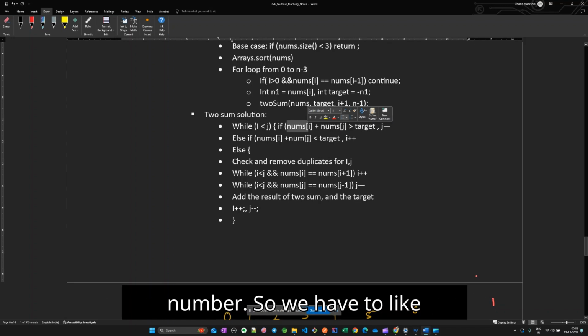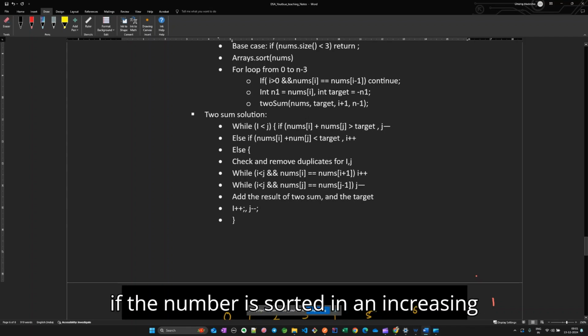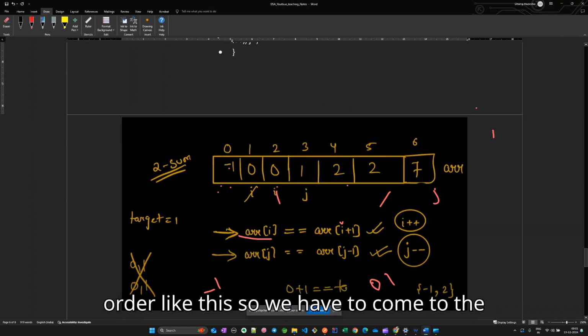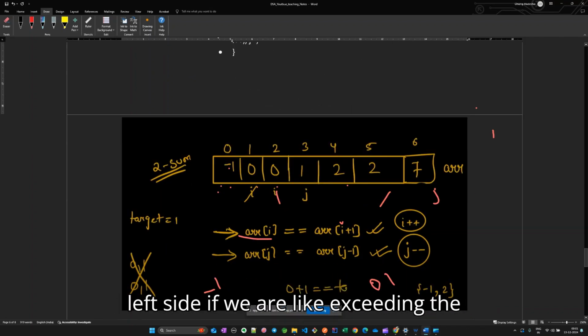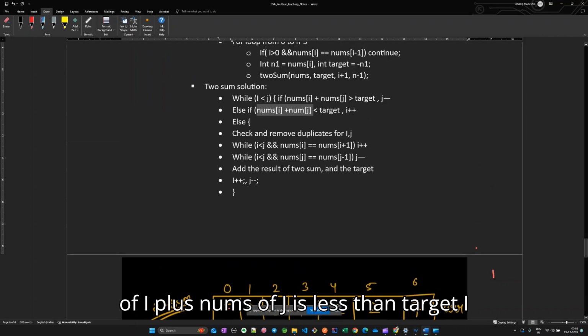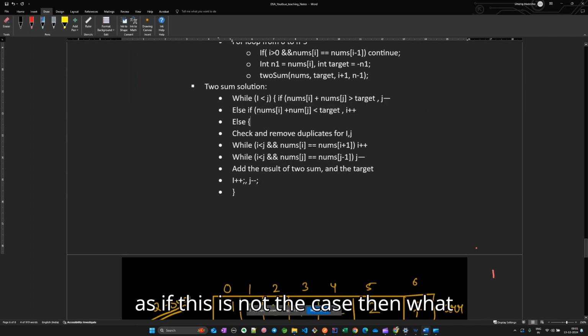So we have to come to the left side, because if the numbers are sorted in increasing order like this, we have to move to the left if we are exceeding the target sum. Else if nums of i plus nums of j is less than target, i plus plus. This is the underflow condition. Else, if this is not the case, then what would be the case?